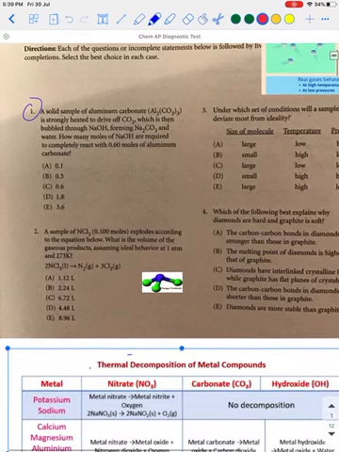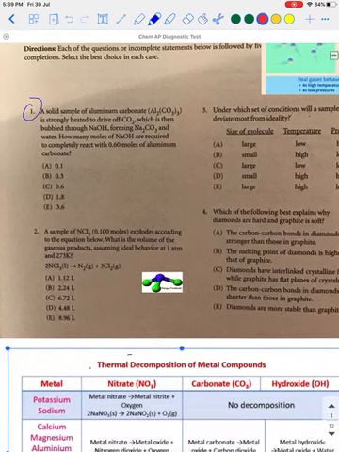A solid sample of aluminum carbonate is strongly heated to drive off carbon dioxide, which is then bubbled into sodium hydroxide, forming sodium carbonate and water. How many moles of sodium hydroxide are required to react completely with 0.6 moles of aluminum carbonate?